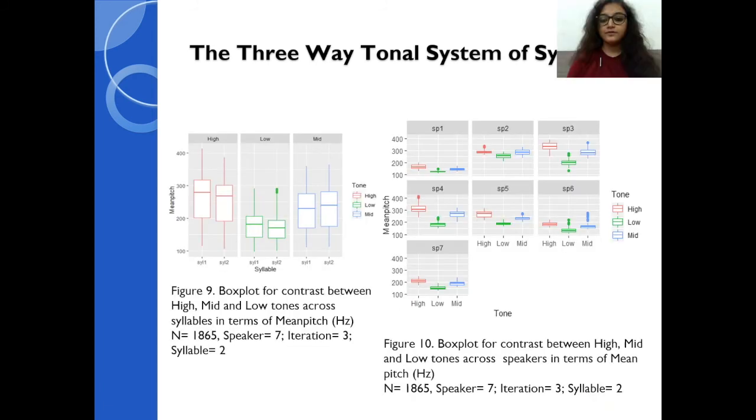We can see in the following diagrams that the difference between the three tones in terms of mean pitch is the same. The contrast between the tones remains the same across syllables, and both syllables are in contrast in terms of tones. The difference is consistent across all the 7 speakers. There is a clear tonal contrast between the high, mid, and low tones.